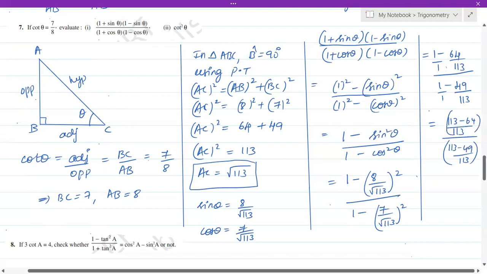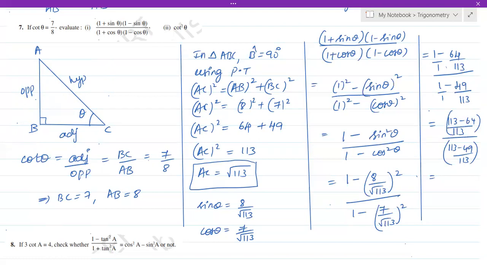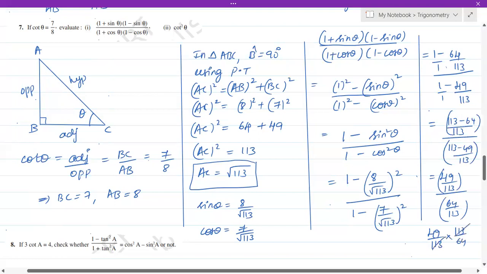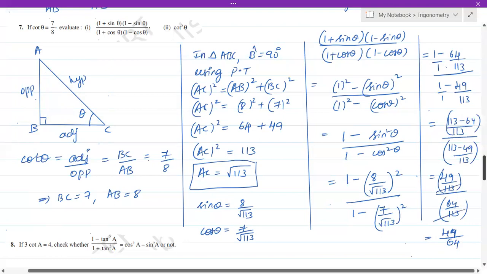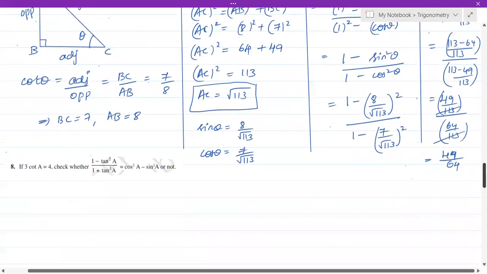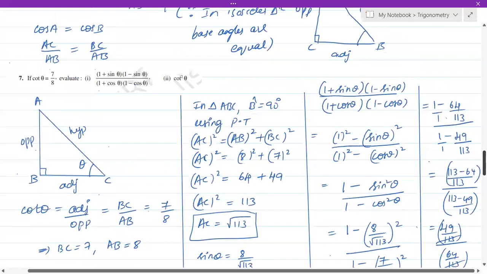Now, if you observe, here we get 113 minus 64 is 49 by 113, and the other is 64 by 113. So as you know, you can write the numerator 49 by 113, and the denominator gets reciprocal, 113 by 64. 113 and 113 get cancelled. So we'll be left with 49 by 64. That will be the answer. Directly you can cancel 113 and 113 here. So we'll be left with 49 by 64. That is the value of the first question.